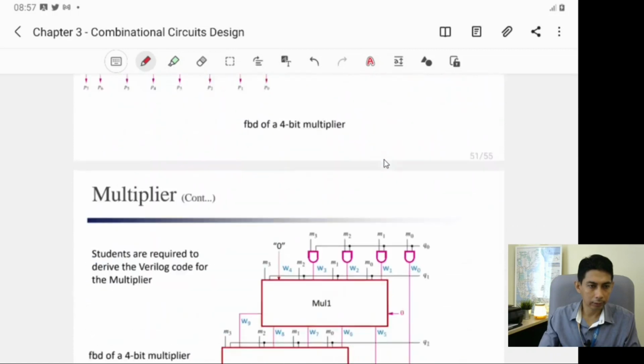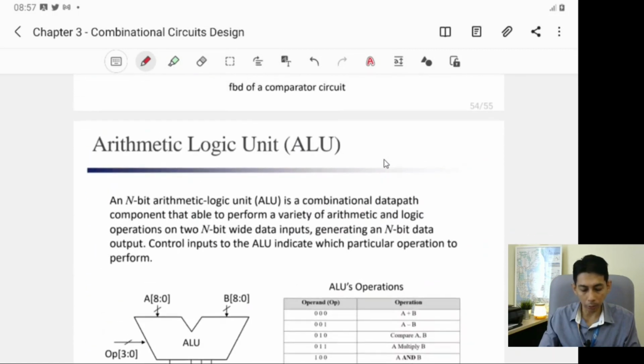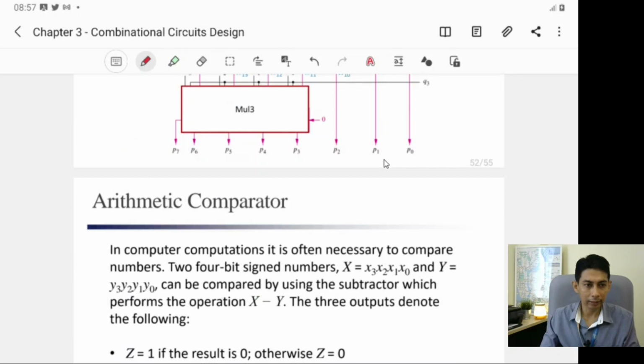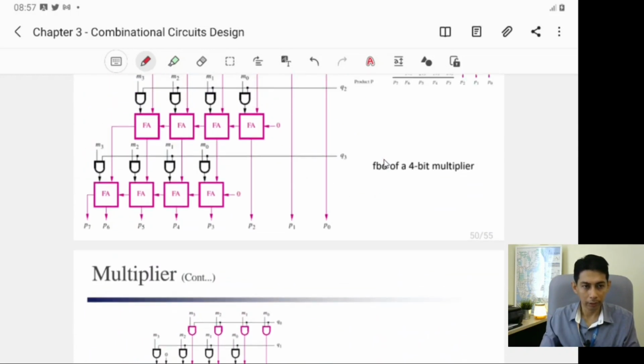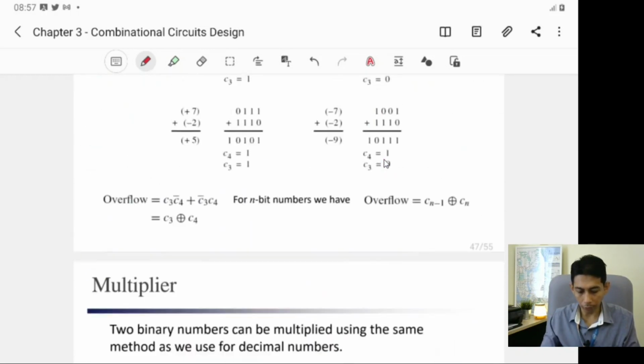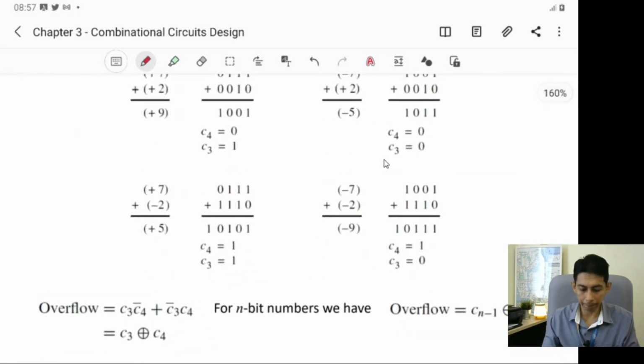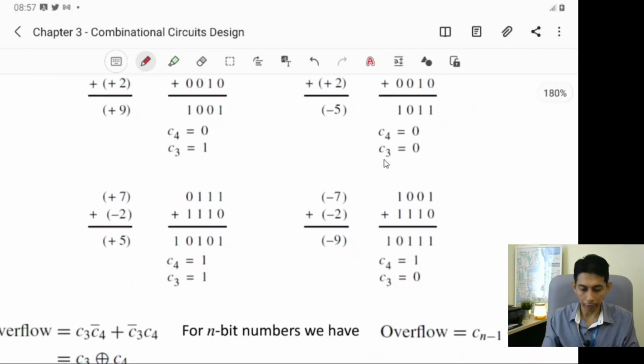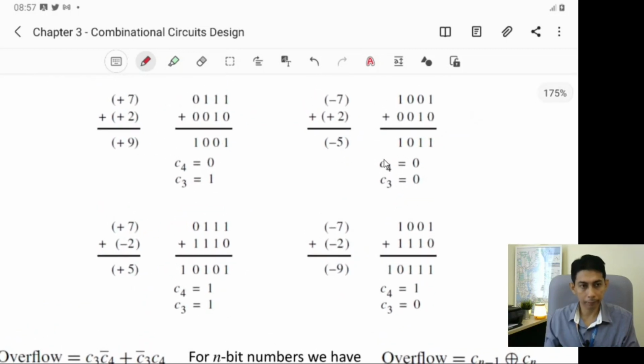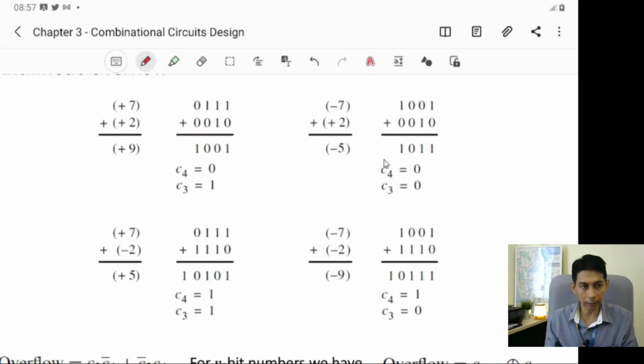Now the question is how to detect that arithmetic overflow. To detect arithmetic overflow, we need to understand the concept. Now we will look at this example. When the arithmetic overflow happens, what signal is involved? So let's look at this.